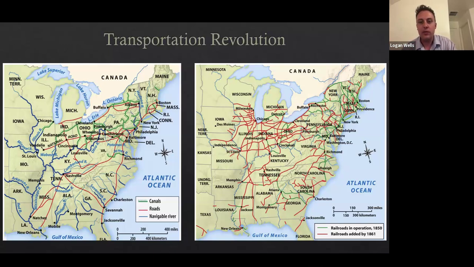So again, railroads, if you look, most railroads are built in the north, very few in the south. And all of this would later come to benefit the north by the time we get to the Civil War.